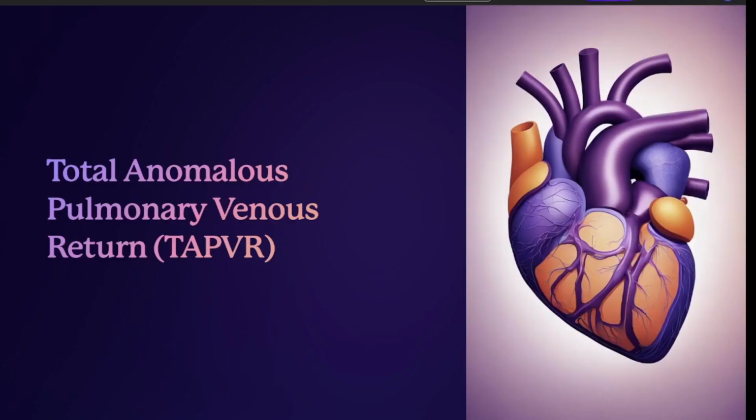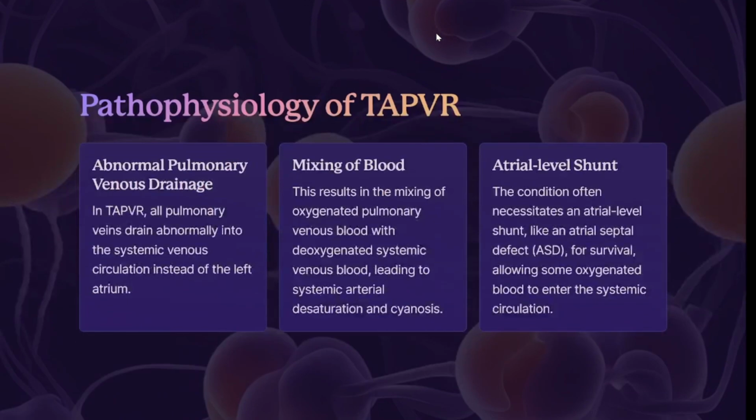Oral exam questions on total anomalous pulmonary venous return, TAPVR, and answers. Question 1. Describe the pathophysiology of total anomalous pulmonary venous return, TAPVR. In TAPVR, all pulmonary veins drain abnormally into the systemic venous circulation instead of the left atrium.